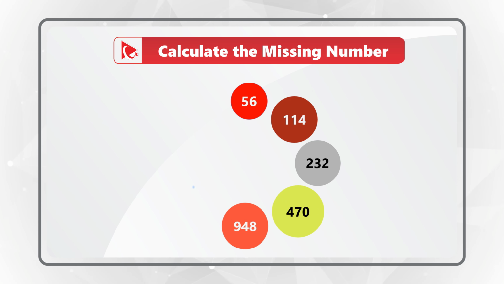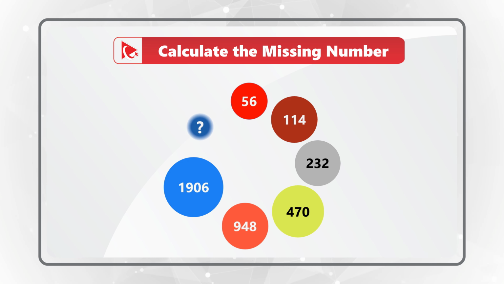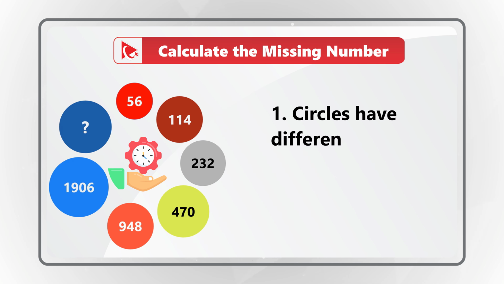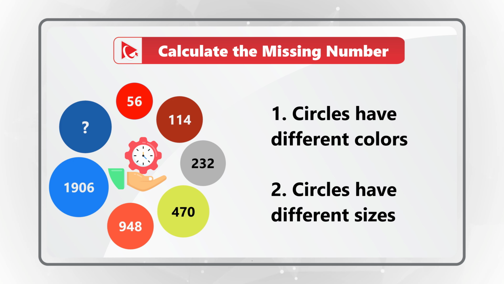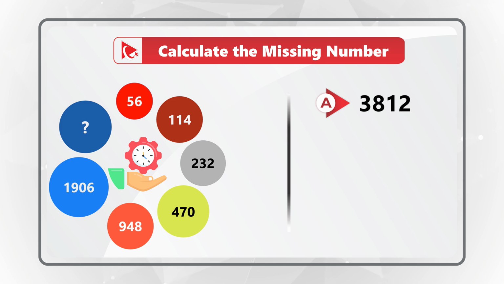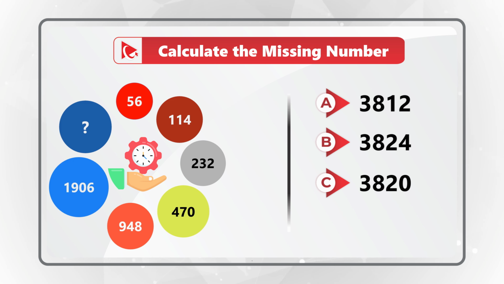Then follows the circle with the number 1906. And then comes the circle with the missing number. Do you see the answer? Give yourself a little bit of time to see if you can come up with the solution. What's interesting about this problem is that all circles have different colors, and some circles have the same size, and other circles have different sizes. But regardless, you need to select one of the following four choices. Choice A, 3812. Choice B, 3824. Choice C, 3820. And then choice D, 3800.